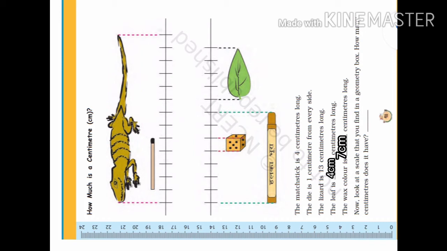Now look at a scale that you find in a geometry box. How many centimeters does it have? So for this question, I want you to answer it by yourself, because if you are using the small scale, it will be 15 centimeter long, and if you are using the long scale, it will be 30 centimeter long. So according to your scale, you write down how many centimeter it has in your scale.